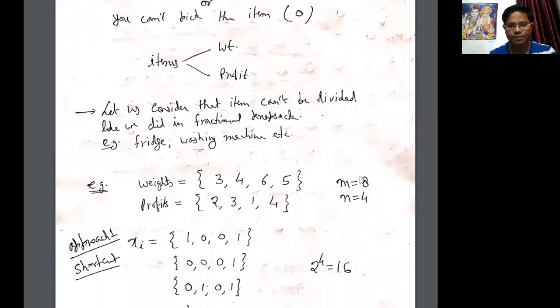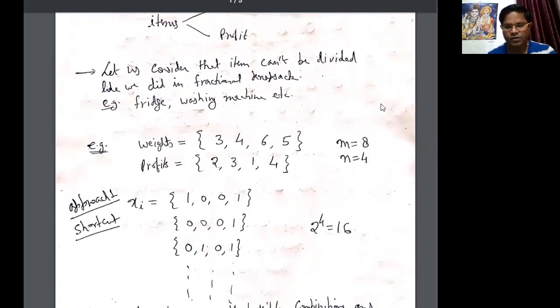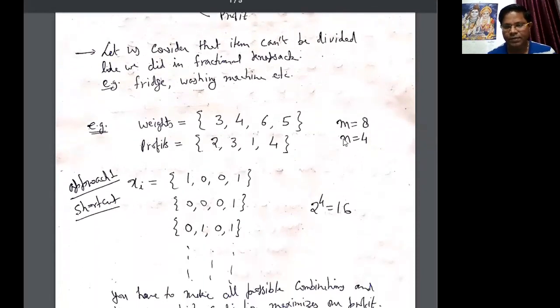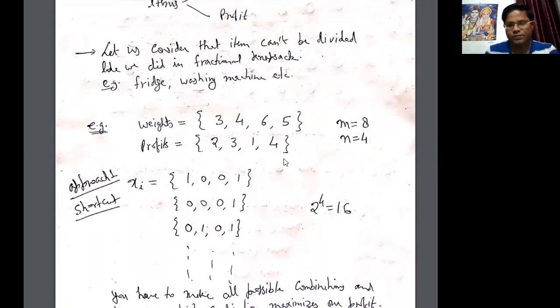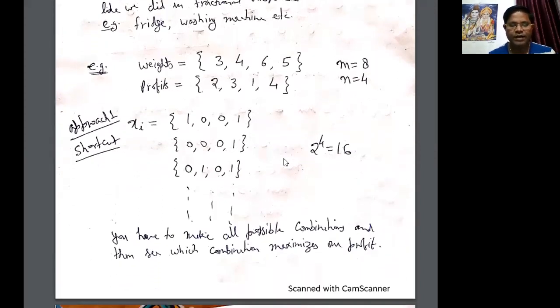So let us take an example. I have taken a total of 4 items, denoted by n equal to 4. It means we are taking 4 items, the weights associated with each item are given as 3, 4, 6, and 5, and the profits associated with each item are given as 2, 3, 1, and 4. There are two approaches to solve this problem using 0-1 knapsack. First, I am taking the shortcut approach that doesn't use any logic, and secondly I will solve it via the dynamic programming approach.